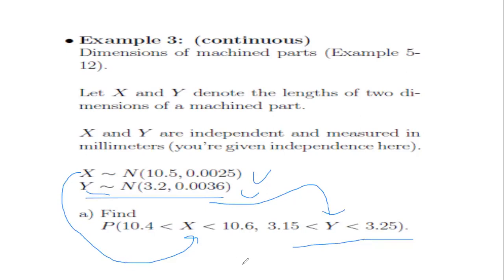So remember, this is a Gaussian mixture. This is basically a Gaussian mixture. You can call it bivariate. Okay, is that clear?